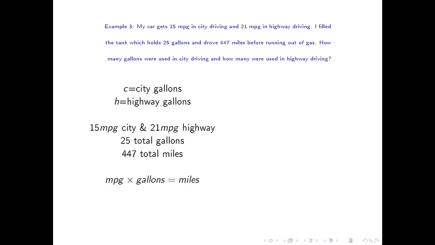But we can put this together and we get the two equations, C plus H equals 25. So that's the total gallons that many of you probably put together. But this one is, notice, miles per gallon times the number of city gallons. So this is actually the number of city miles. This is the number of highway miles. And so you total that up to get the total number of miles. All right, pause the video, solve that system of equations.